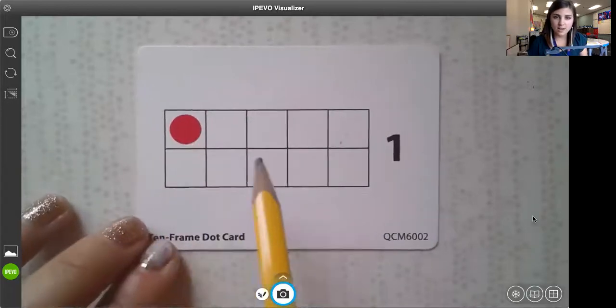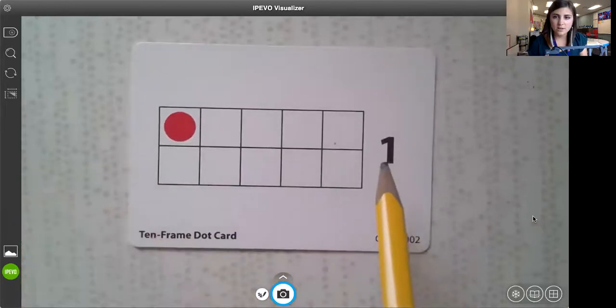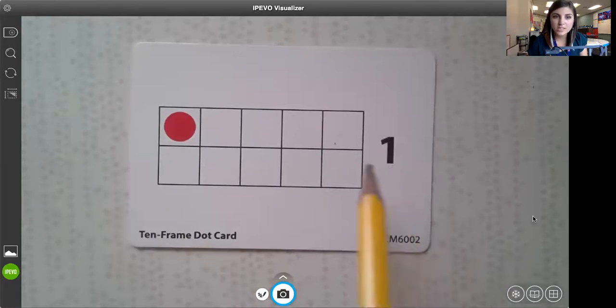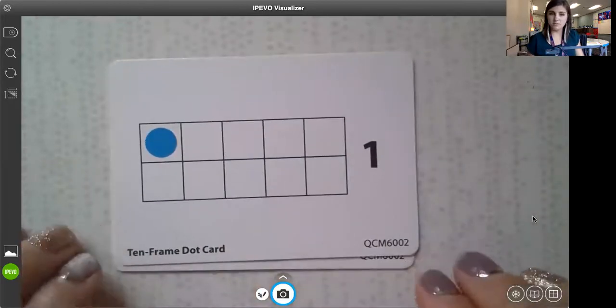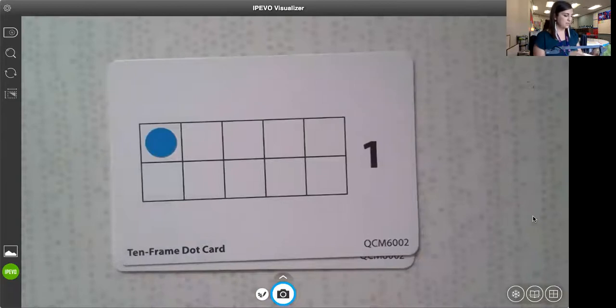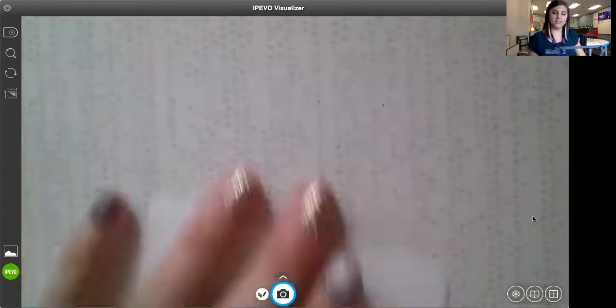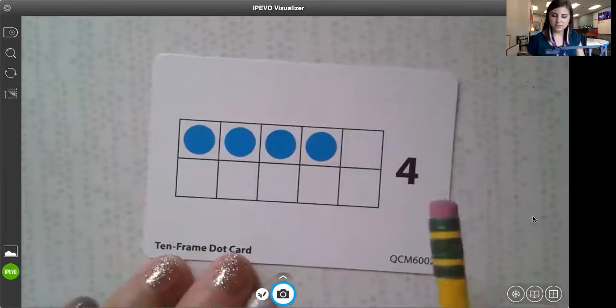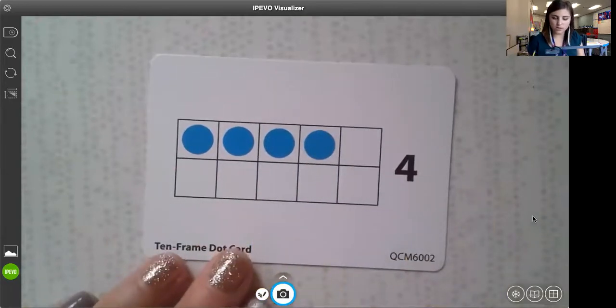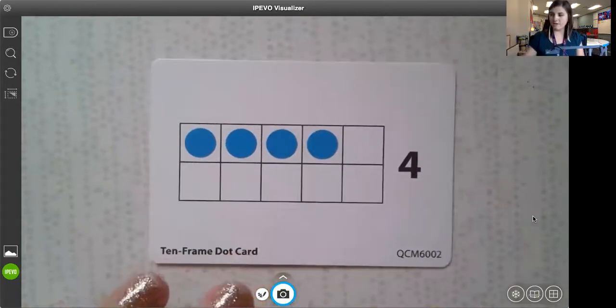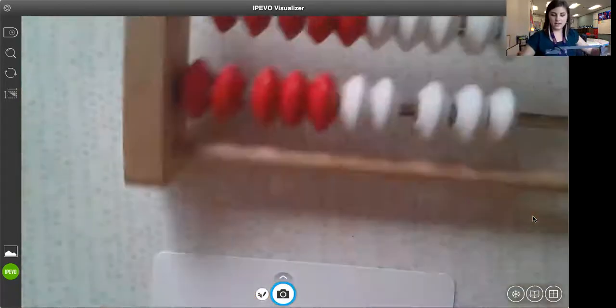You can see that on this 10 frame card, there's a number 1. Why is there a number 1? Because there's a red dot right there. So let's take a look at, 10 frames can also come in different colors, red and blue. Let's take a look at this 10 frame. The number is 4. How many dots are there? 4. So if you take a look, it's kind of like our number rack. Like this number rack.